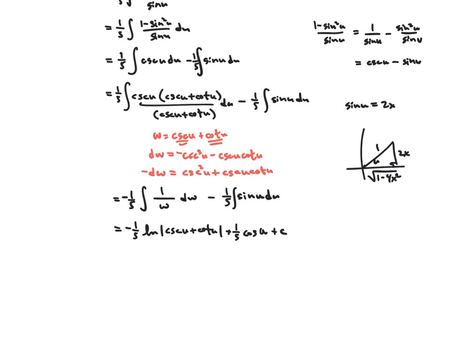All right, so finishing this one up, real close here, the natural log of the cosecant of u. The cosecant of u is the reciprocal of sine of u, so instead of 2x, it'll be 1 over 2x. Cotangent of u is the reciprocal of tangent, which will be square root of 1 minus 4x squared over 2x. Plus 1/5, the cosine of u ends up being the square root of 1 minus 4x squared over 1, plus c. There is the integral of the original expression. I don't remember what it was, and I don't want to scroll up, but we got it.